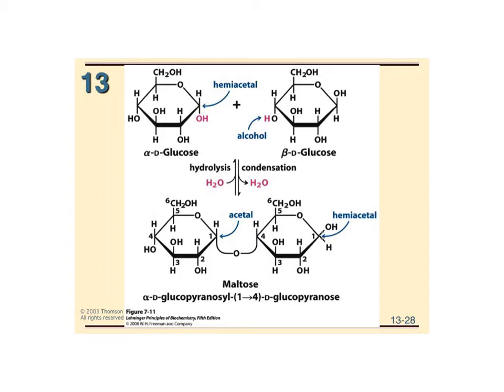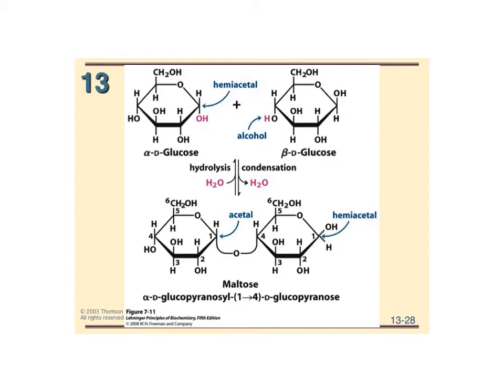It's a disaccharide sugar that does have commercial importance. But the thing of it is, its technical term is called alpha-D-glucopyranosyl 1,4-glucopyranose. And sometimes they even write it this way.